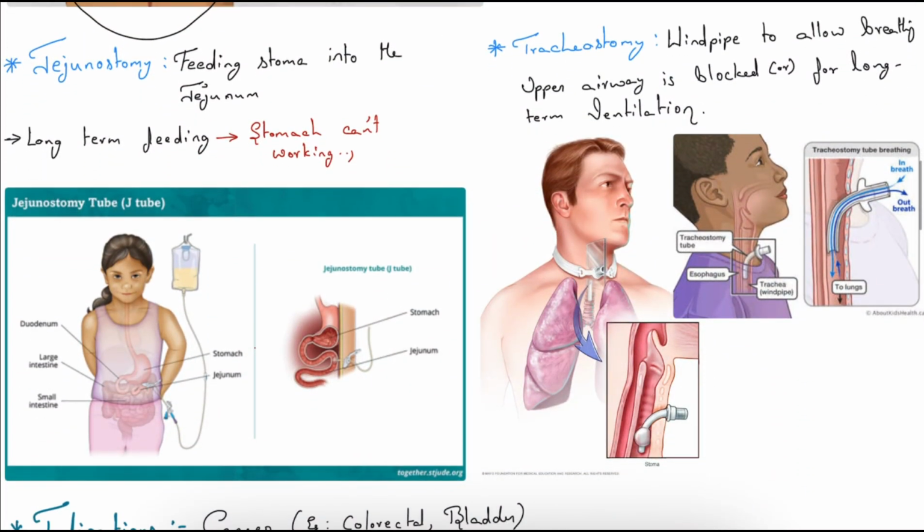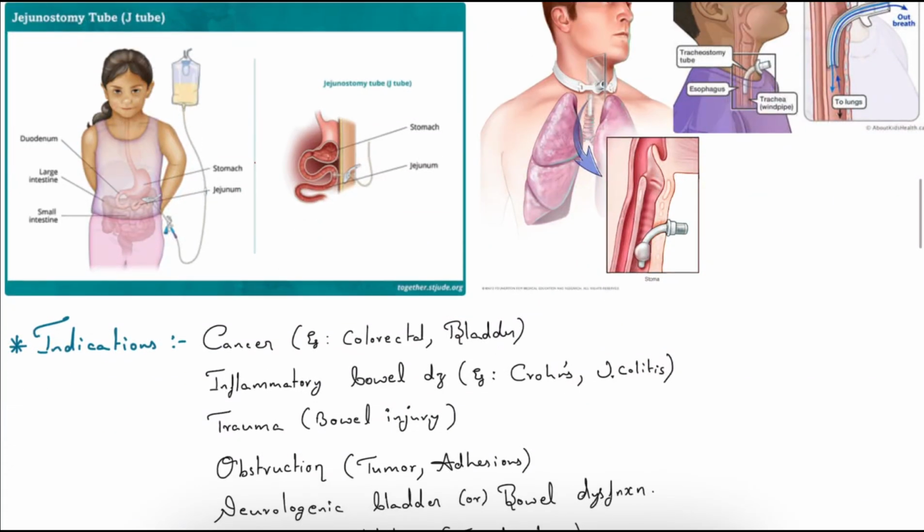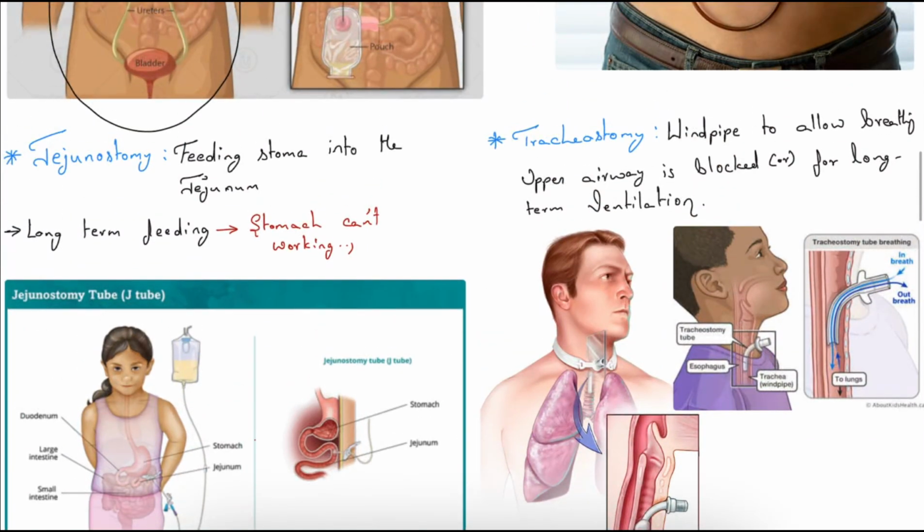Next, jejunostomy. In jejunostomy, the patient has a feeding stoma into the jejunum. For long-term feeding, if the stomach is not working, then we have to use this jejunostomy. It is used mostly for enteral feeding, for example feeding jejunostomy after upper GI surgeries.